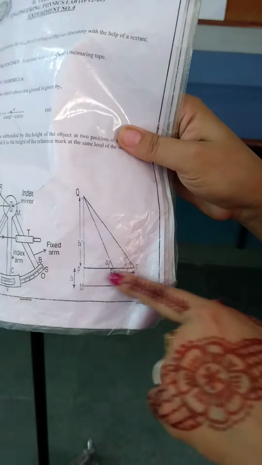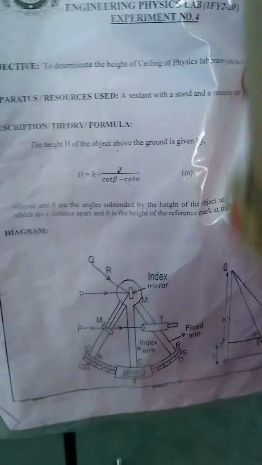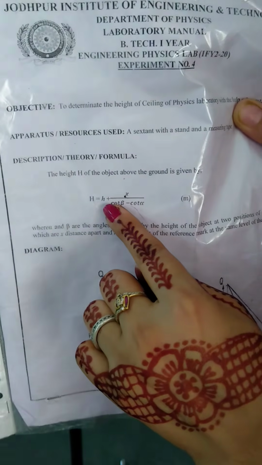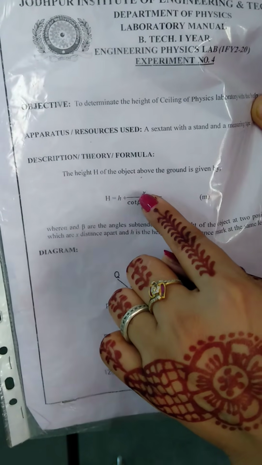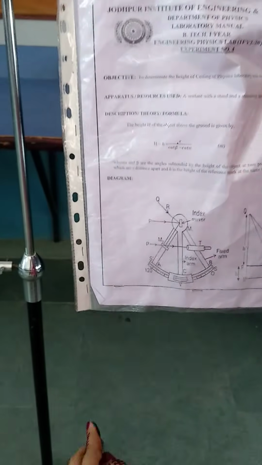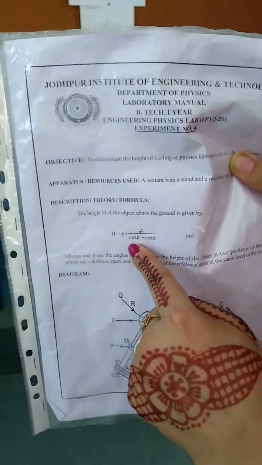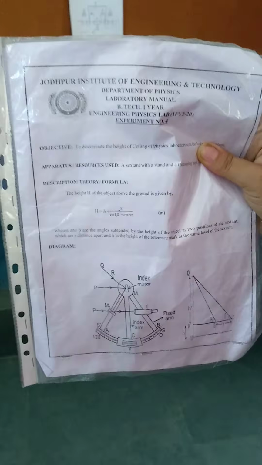Perpendicular square plus base square is equal to hypotenuse square, and you can find this formula. The capital H, the height of the object, will be H, which is the height of the reference mark, which is 1.5 meter here. And using this formula, x upon cot beta minus cot alpha. So what is x? X is the difference between the positions at this point and that point. If we took 0 meter here and 1.5 meter there, then 1.5 minus 0, x is 1.5 meter. And beta is the angular elevation at this point and alpha is the angular elevation at that point.